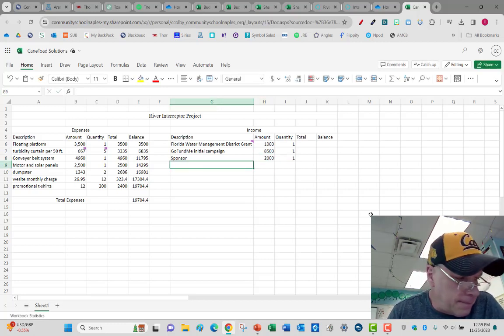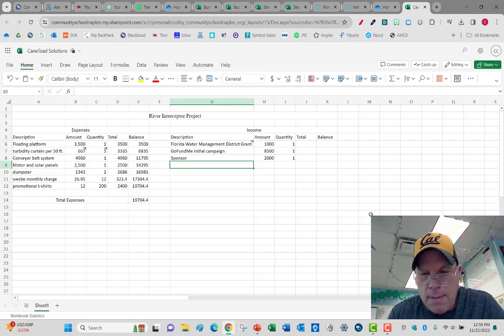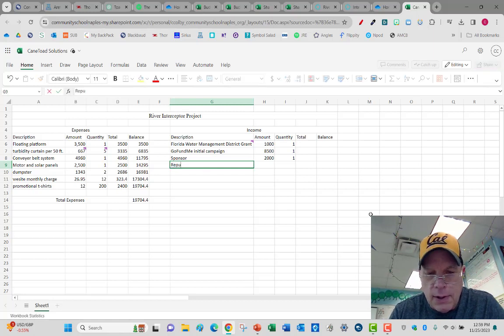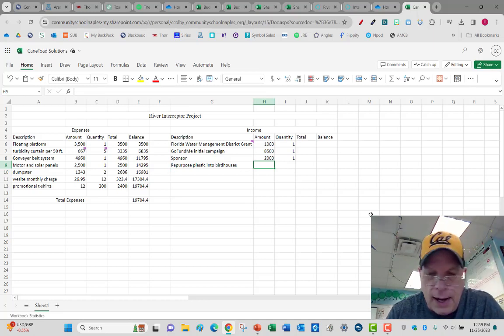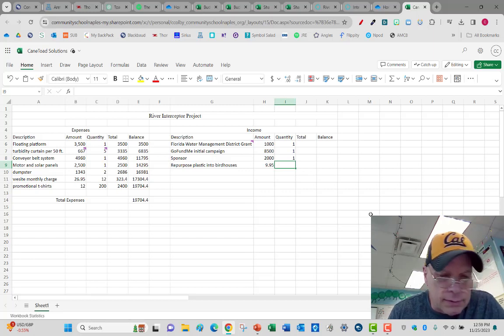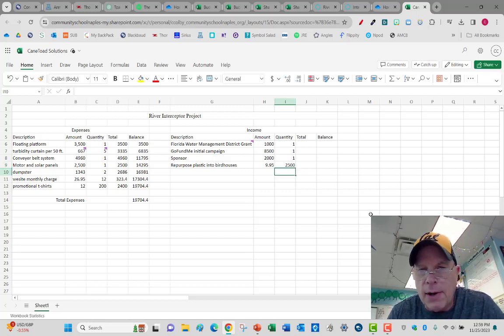One person doing that. And then I also imagined repurposing plastic into birdhouses. And so you could sell those birdhouses for $9.95, for example. And if I project, I will sell conservatively 2,500 birdhouses. So this is just an example of how you can create or project or predict sources of income.